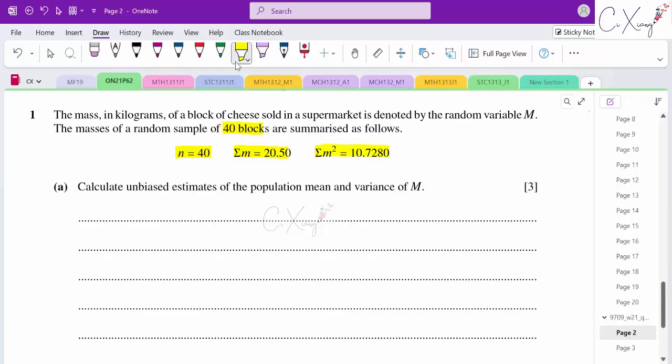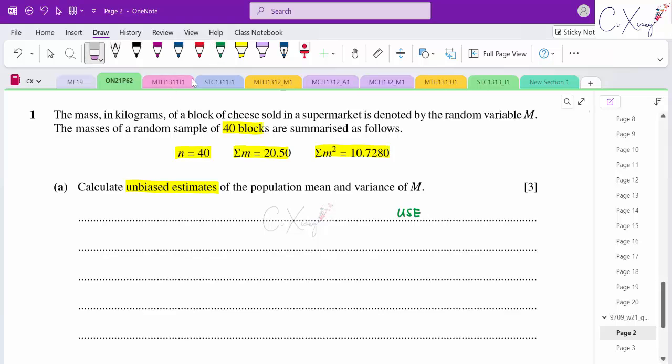Calculate the unbiased estimates of the population mean and also the variance of M. Highlight the keyword: unbiased estimates. Basically, when you see this question, you have to use the estimation formula to find the mean and also the variance. So what's the formula? Just a very quick recall. It is provided in the formula booklet, so if you're interested, you can have a look at the MF19.